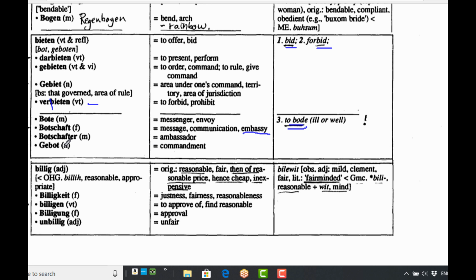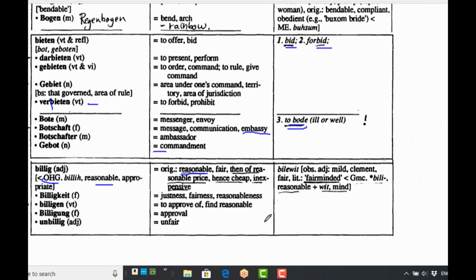Okay, and then das Gebot is the commandment. Das Gebot. Billig, the last one here, means actually fair-minded and reasonable, but the normal word just means cheap or less expensive. But the real sense of it is reasonable, and it has the Old High German indicated there that it comes from, meaning reasonable. And so billigen is to approve of or to find reasonable, etc.